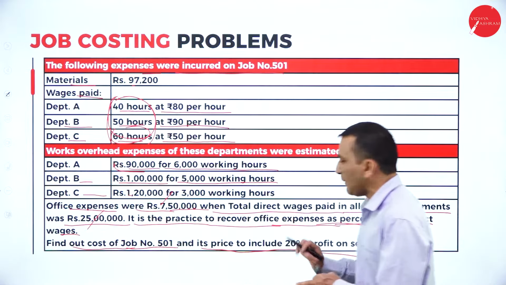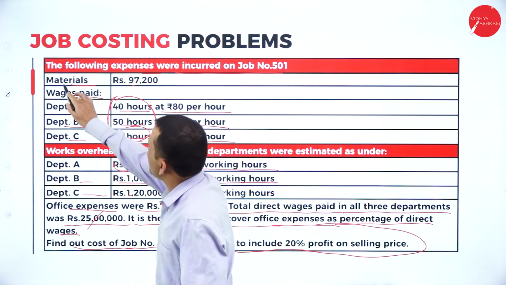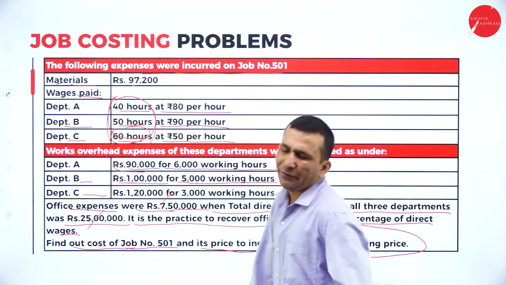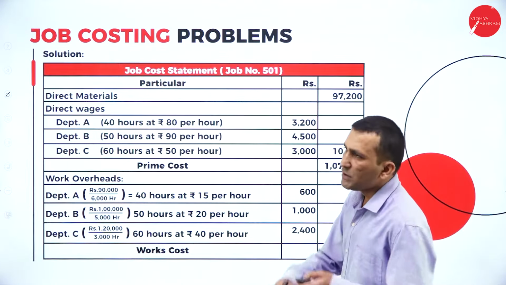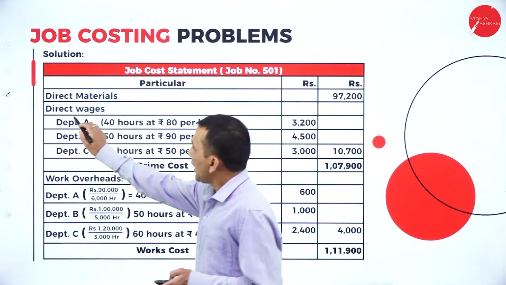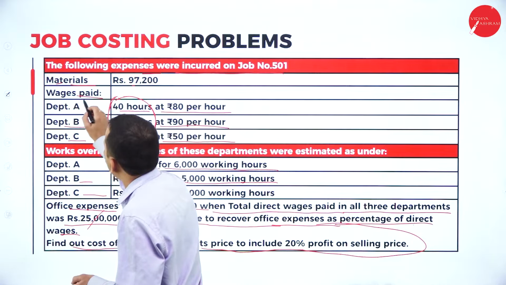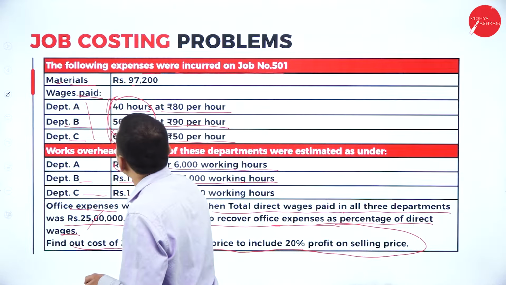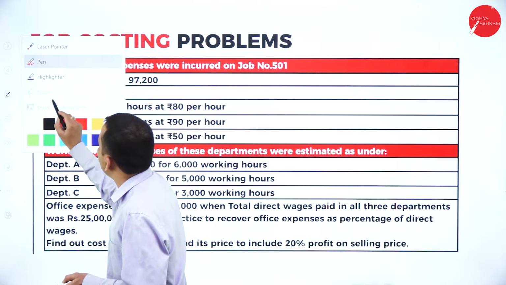Now 20% they clearly specified. Moving to the materials, how much is given? The direct material is given as 97,200. I have written it, okay, direct, so there is no calculation. Now direct wages. Under direct wages there are three departments. Normal working hours are clearly specified here.